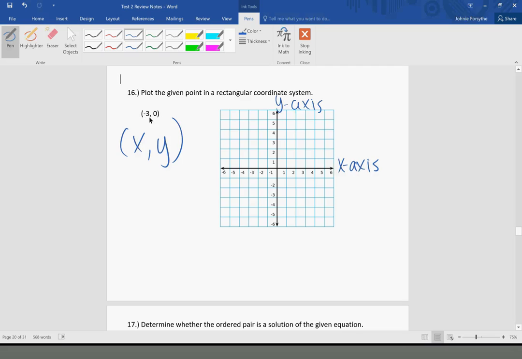So at -3, 0, that means your x-coordinate is -3. We're going to start at the origin and go 1, 2, 3 to the left. And your y-coordinate is 0, so we're going to go up and down 0. So this will be where -3, 0 is.